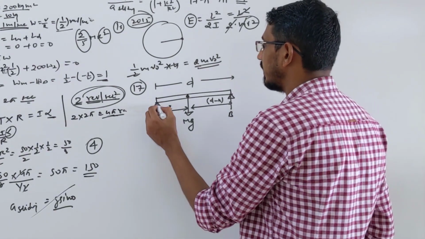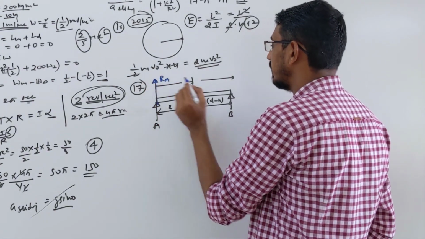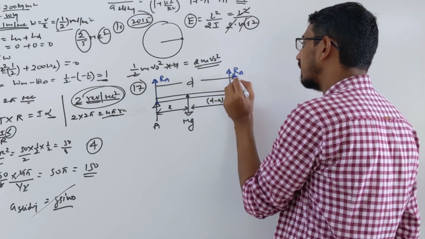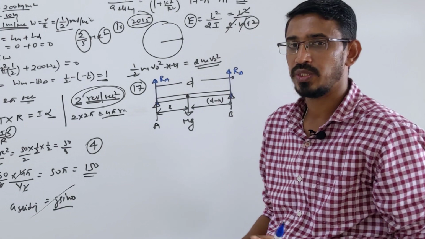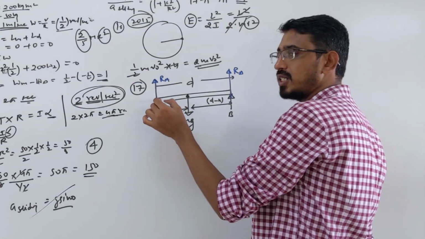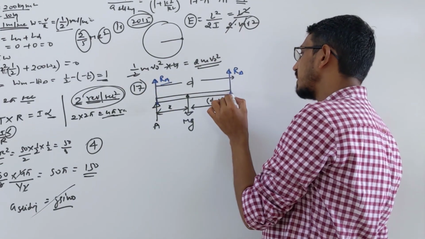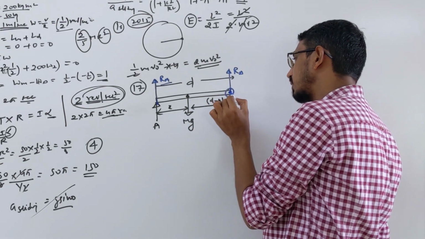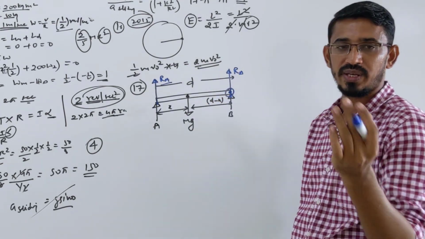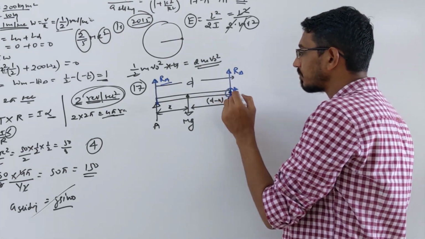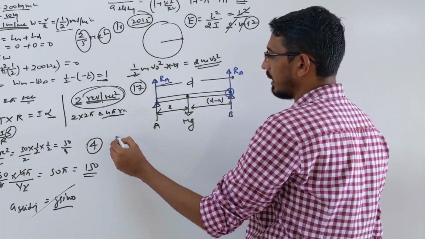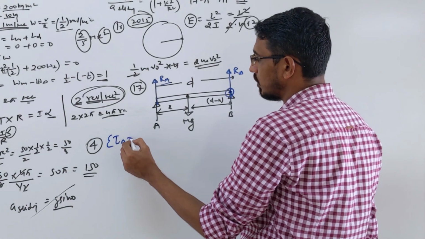So there will be a reaction RA upward, and due to this one, RB upward. Under equilibrium, the net torque at any point should be 0. They are asking for the reaction at this point, meaning we need RA. So you take the torque at point B, so that the torque due to this force becomes 0. So I am writing, net torque at point B should be 0.